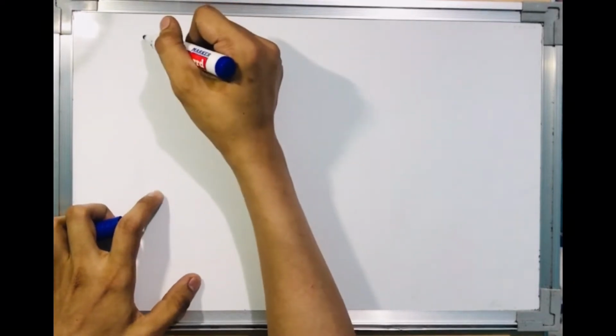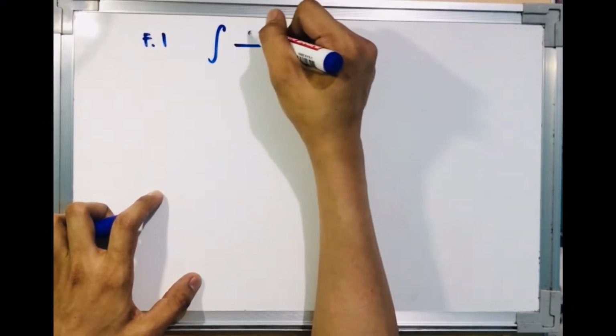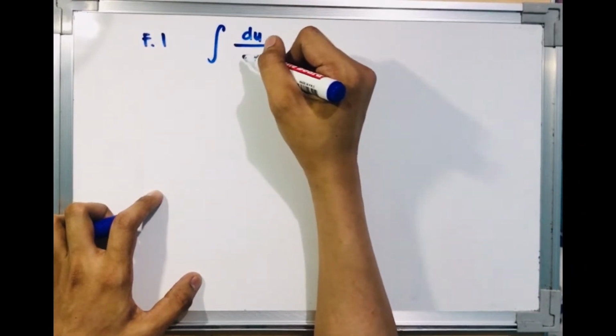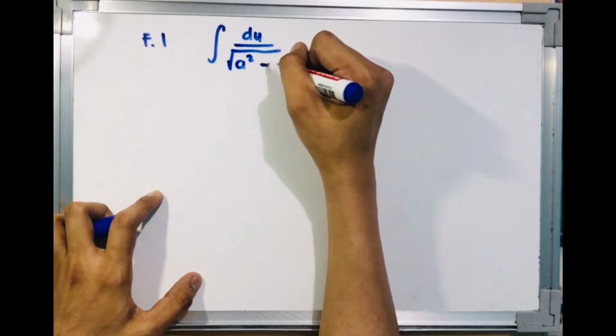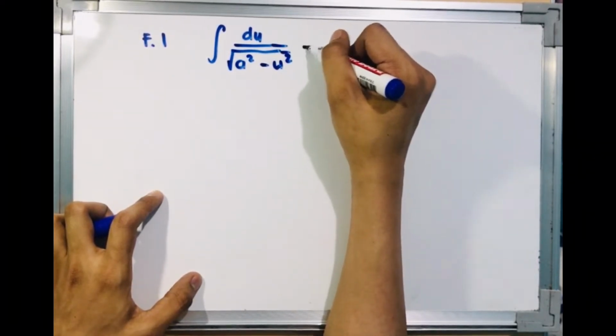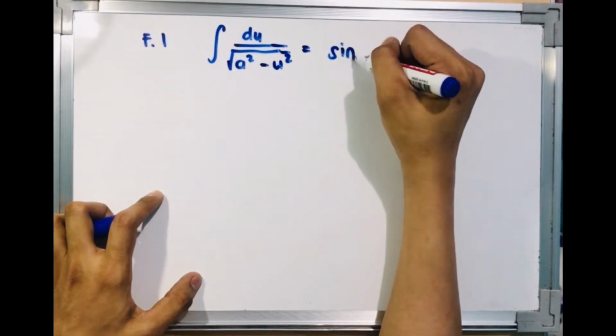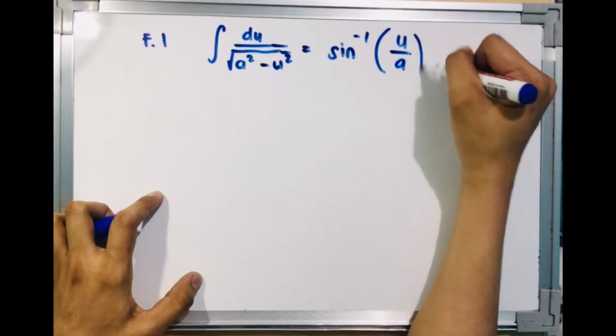So, first formula is formula 1. The integral of du over the square root of a squared minus u squared is equal to sine to the negative 1 u over a plus c.